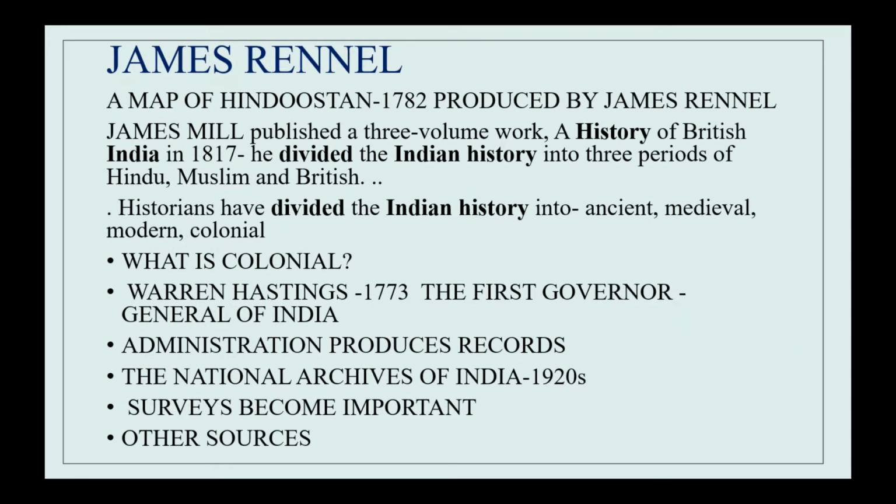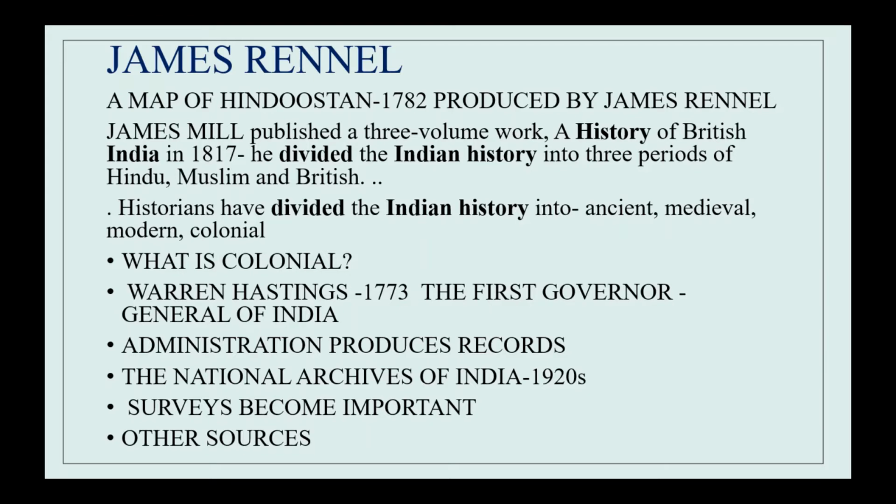See children, do you remember James Rennell? Who was James Rennell? James Rennell was the British geographer, right? And James Rennell produced a map of Hindustan. In which year? 1782. Okay, James Rennell was asked by whom to produce a map of Hindustan? Robert Clive. So, a map of Hindustan was produced by whom? James Rennell. In which year? 1782. Okay, fine.